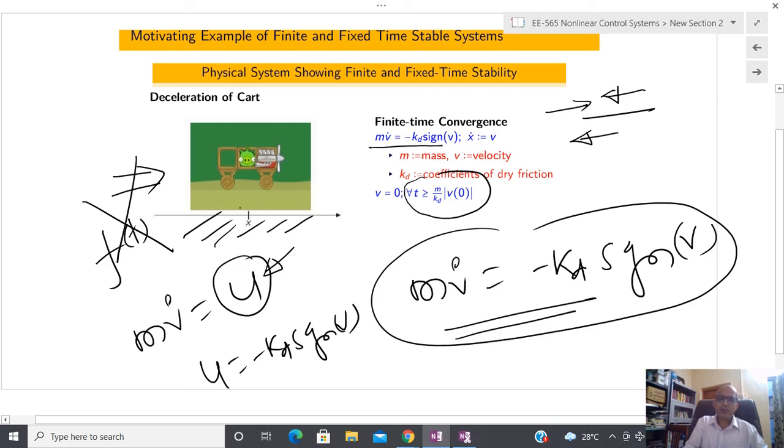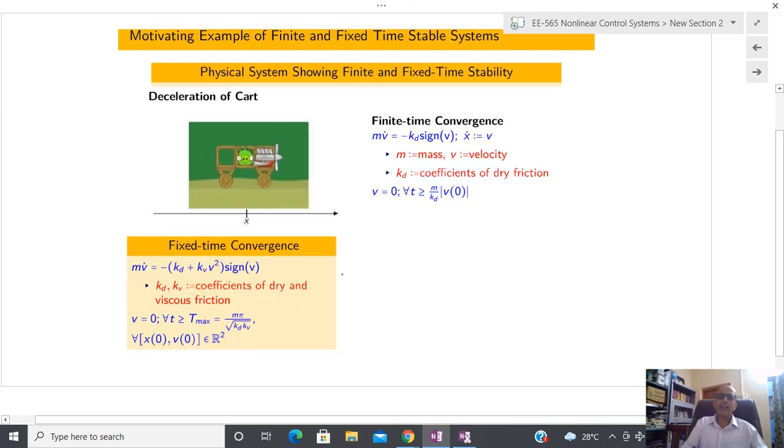So by intuition from this particular phenomenon, I am able to design a control, and after that I can tell what the behavior of the closed loop system is. And this kind of behavior is called finite time convergence. Finite time convergence means within finite time I can converge to the equilibrium point. But you can see here that whenever we talk about finite time stability, I have to wait. If the initial condition is larger, then I have to wait for a large time. So this type of converging time is a function of the initial condition as well as the parameters. M and k_d are the parameters.